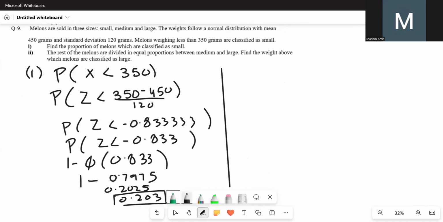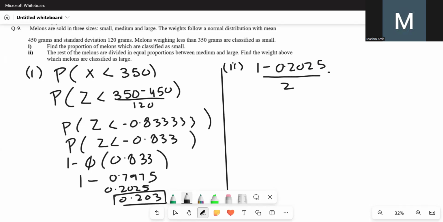Part two, the rest of the melons are divided in equal portions between medium and large. That means the rest of it would be 1 minus 0.2025 and then divided by 2 to get the proportion of medium melons and large melons. So (1 minus the answer) divided by 2 gives us 0.39875. So this is the proportion for both medium and large melons.